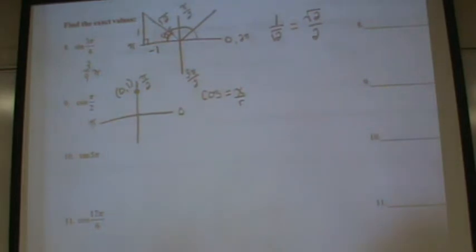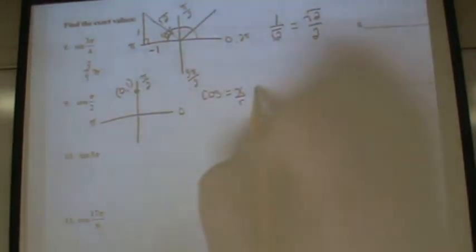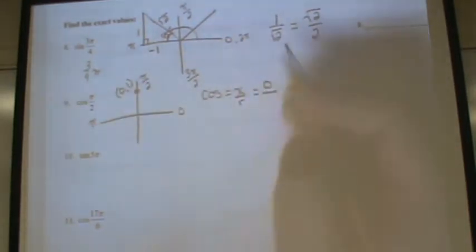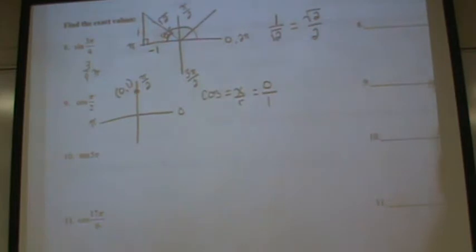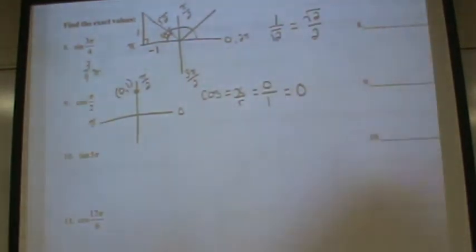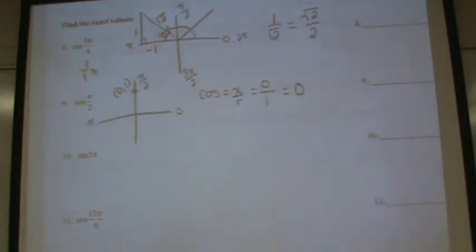So we know, given this point, our x value is 0. And our radius of the unit circle is always 1. So 0 over 1 just equals 0. So cosine at pi over 2 is 0.